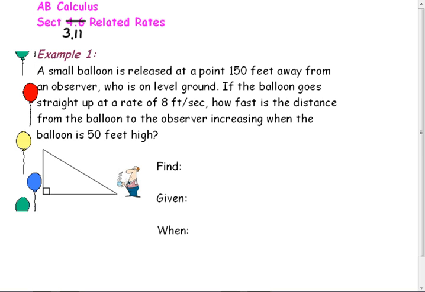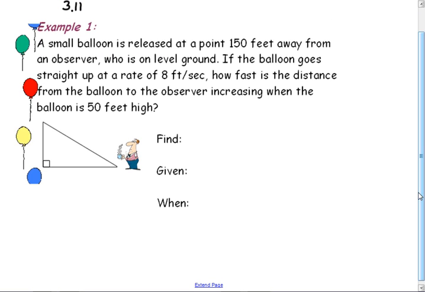A small balloon is released at a point 150 feet away from an observer who's on level ground. We keep it simple. We don't deal with air resistance, any of those things. This is an application of derivatives. That's all it is. Why would we do derivatives? We need to have a use for it. Here's one of the uses. And it says the balloon goes straight up at a rate of 8 feet per second. How fast is the distance from the balloon to the observer increasing when the balloon is 50 feet high?